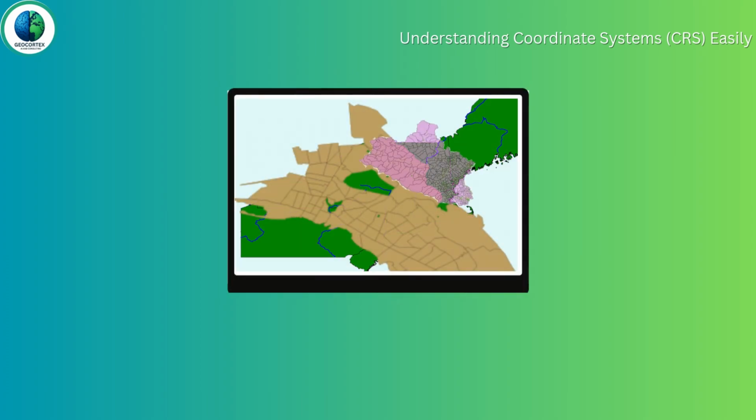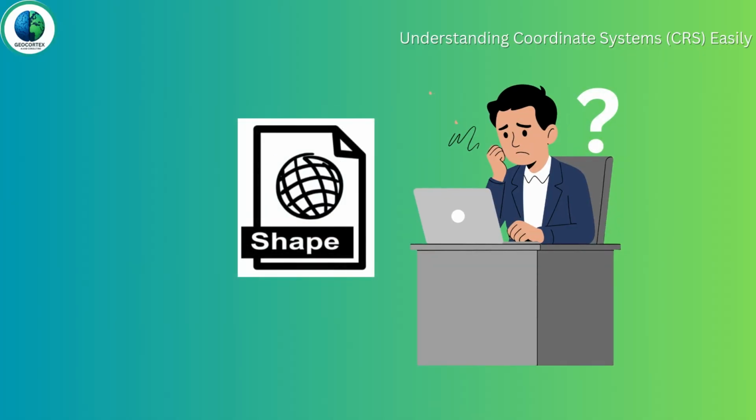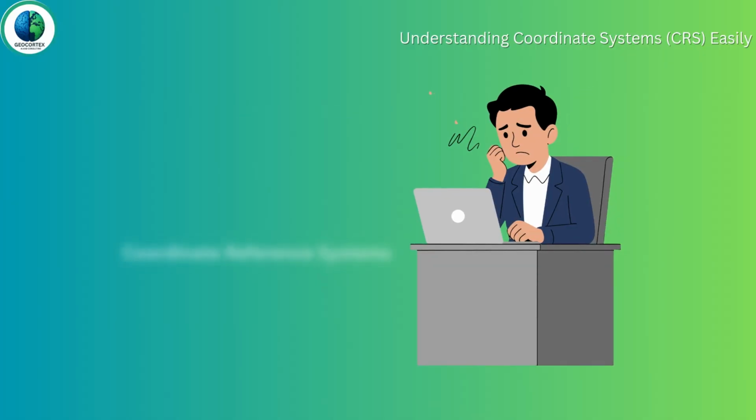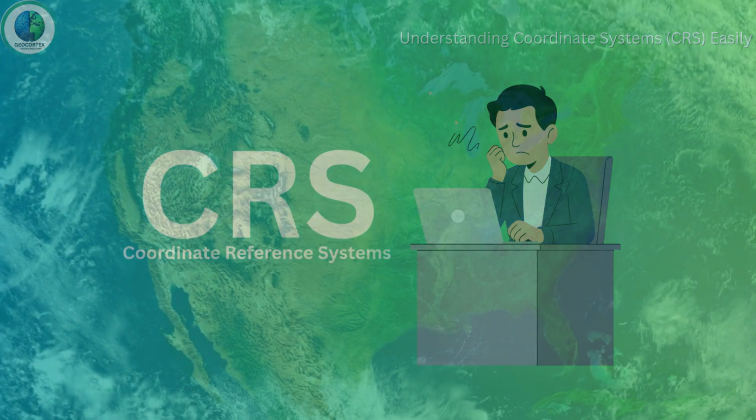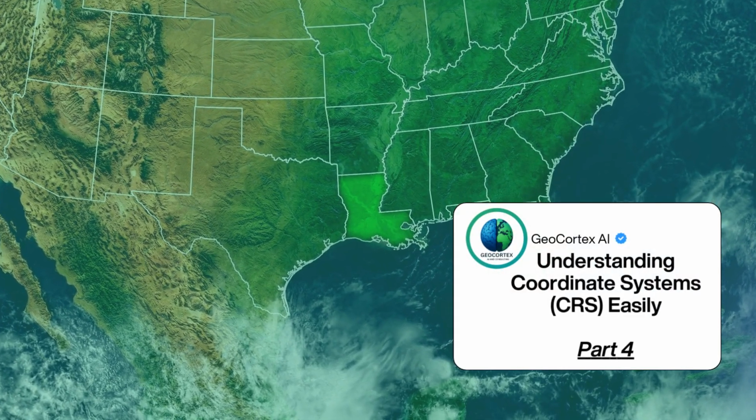Ever loaded a shapefile in QGIS and your layers just refuse to line up? Don't worry. The problem isn't your data. It's your coordinate reference system, or CRS. And today, you're finally going to understand it the easy way.